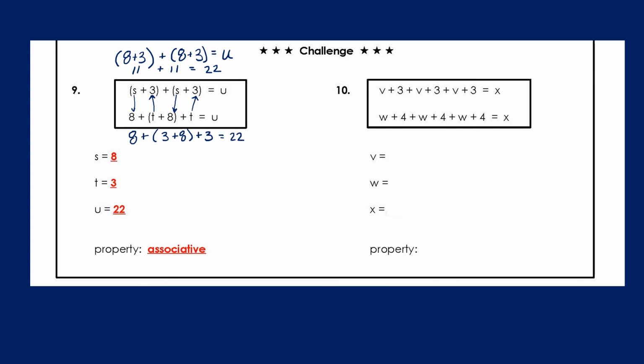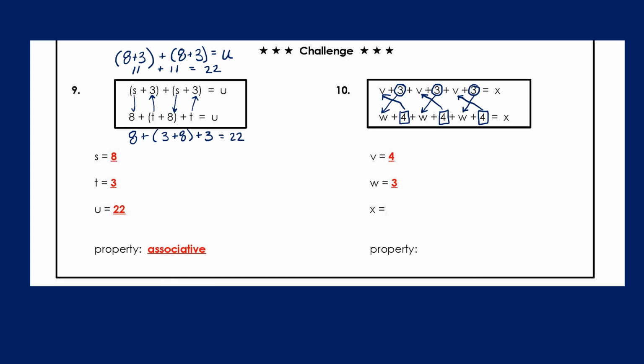So let's look at problem 10. So we have 3's on the top, we have 4's on the bottom, and we have changed the order because if you can see, they're going to crisscross here. Okay, so we have crisscrossed them. So the order has changed. So the V's are 4's, the W's are 3's.